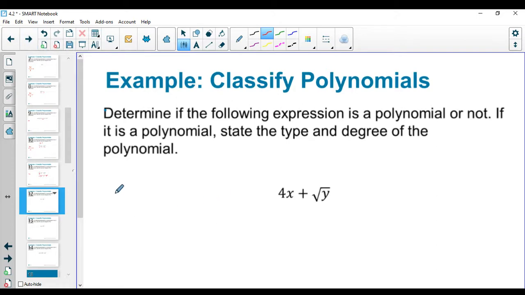Okay, and this one similarly, nope, because this square root of y, this is the problem, right? That's like y to the 1/2. 1/2 is not an integer, so that's why this is not a polynomial.